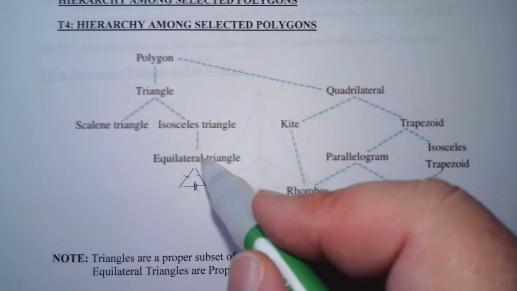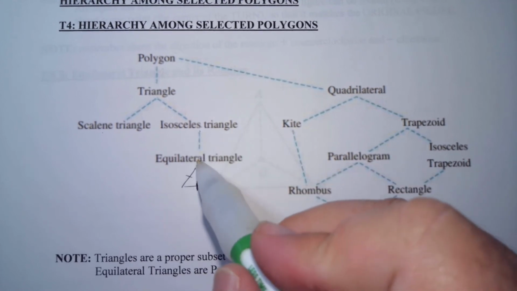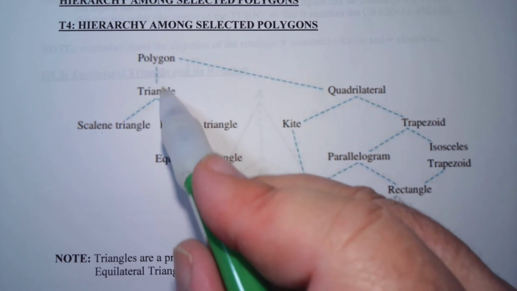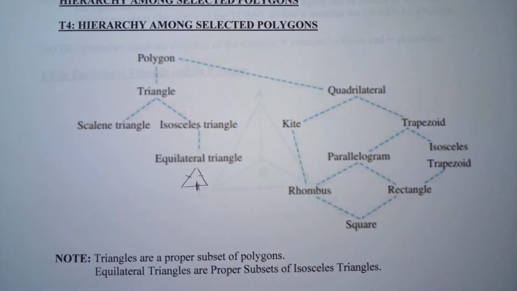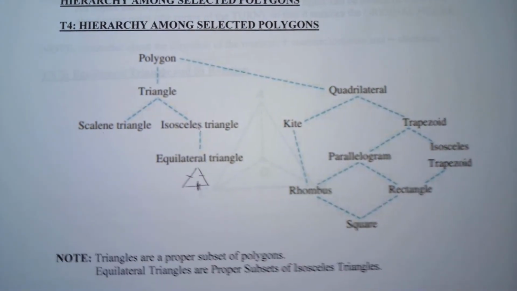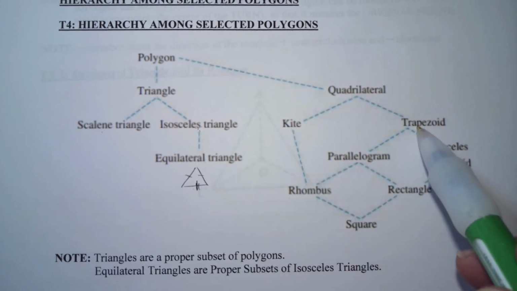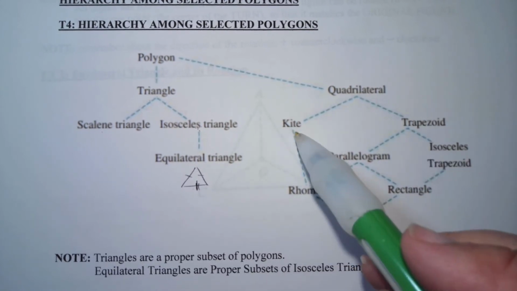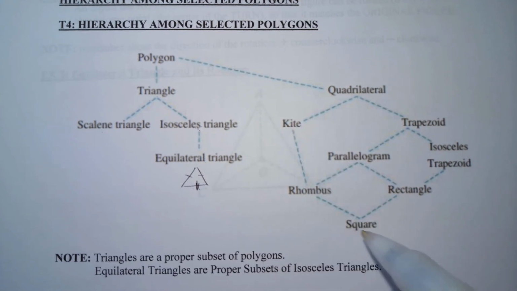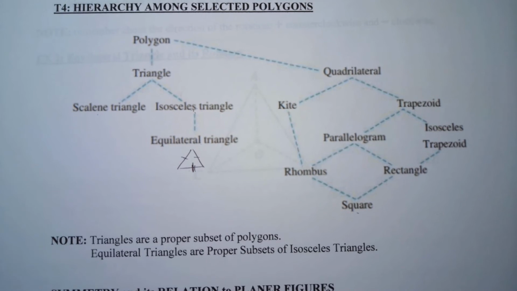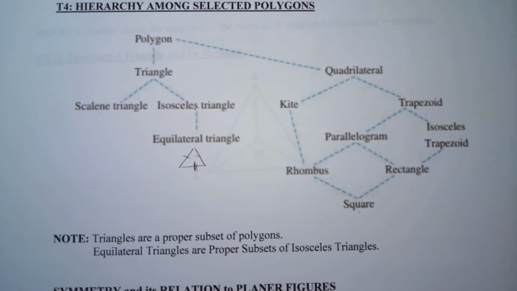That's why it's a subset. Equilaterals are subsets of isosceles. Isosceles are subsets of triangles. Triangles are subsets of polygons, I'm sorry. Same with quadrilaterals. You have kites, trapezoids. And if you bend that kite, then you get to go. So you see how this thing works. This is how they're all related to each other.